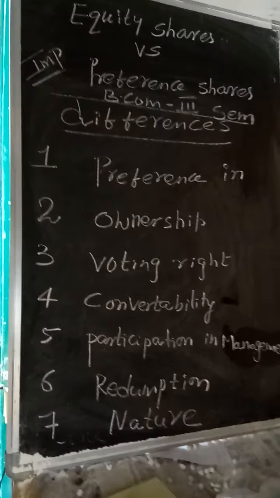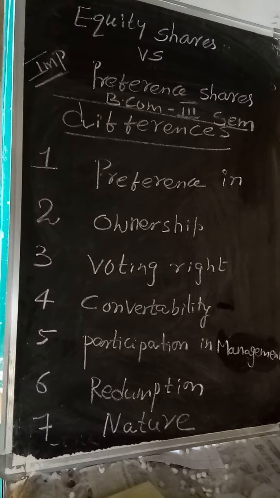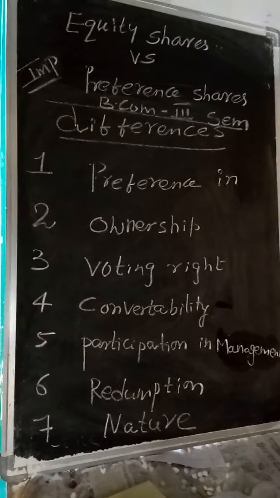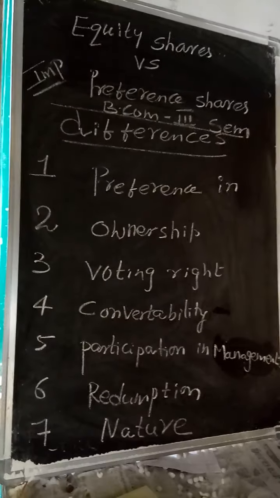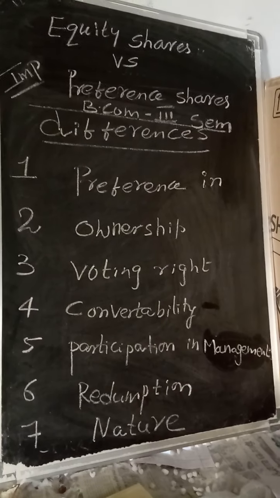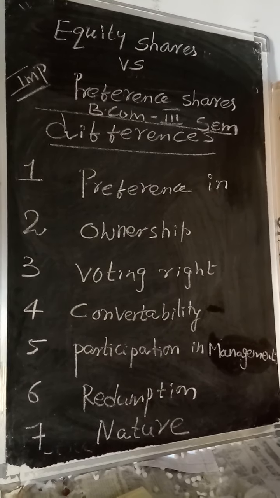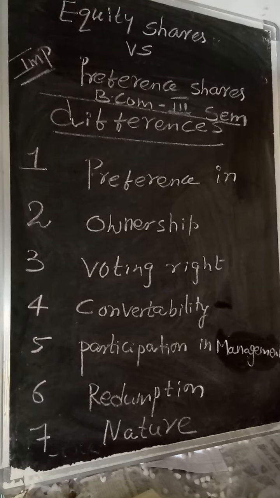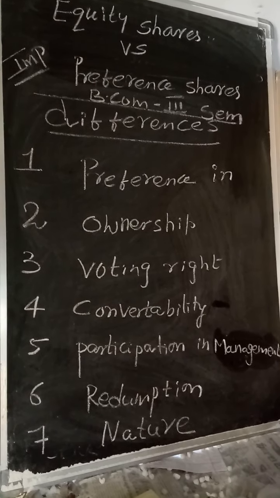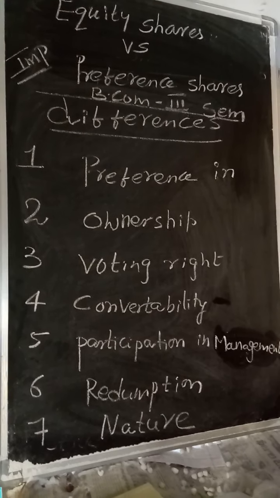One should learn from the material you purchased, but consider this class also. These are the differences between preference shares and equity shares. My dear students, you know share is a part of the company's capital. Companies will issue two kinds of shares, preference shares and equity shares. Equity shareholders are considered as real owners of the company.